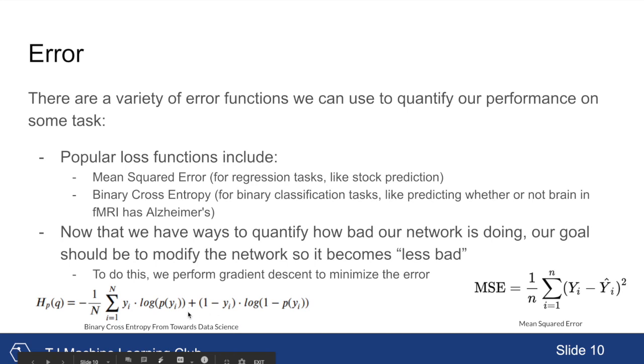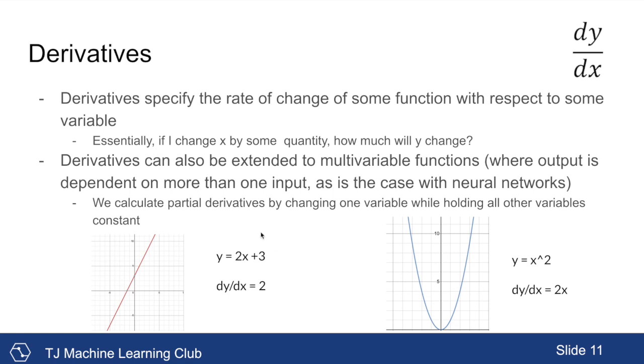And so basically, as I mentioned before, the goal when we're training is to reduce our error so our network becomes less bad. So to do that, we perform a process called gradient descent. But before we get into that, we have to cover a couple of calc prereqs, right? This is going to be a really fast review of the calculus for machine learning lecture, but definitely stop and maybe review it from an external source if you're not familiar with this.